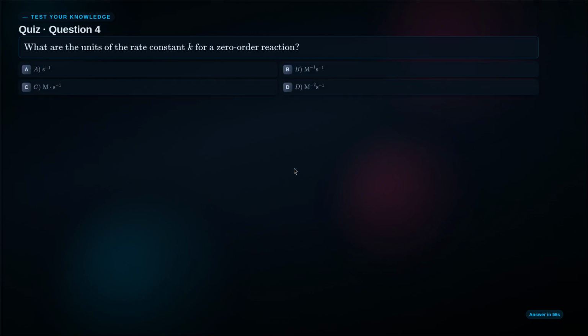Quiz question 4. What are the units of the rate constant k for a zero-order reaction? Option A, inverse seconds. Option B, inverse molarity, inverse seconds. Option C, molarity per second. Option D, inverse molarity squared per second.